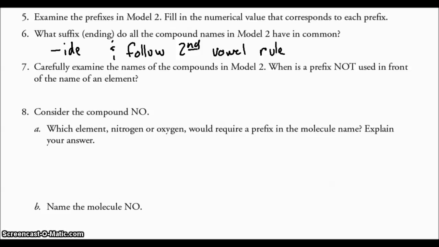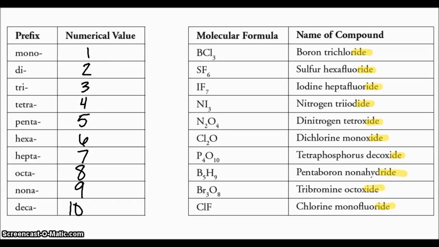Alright, so let's look at number 7. In number 7 it says carefully examine the names of the compounds in model 2. When is a prefix not used in front of the name of an element? So before we do that, let's look at when they are used, and let's just mark all the times that they are used, and whenever they're not used, then that's going to be our way to kind of figure that out.